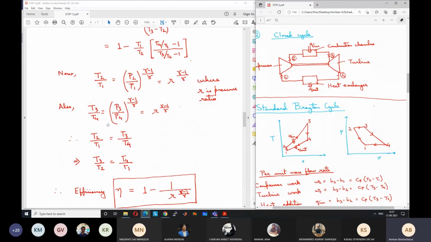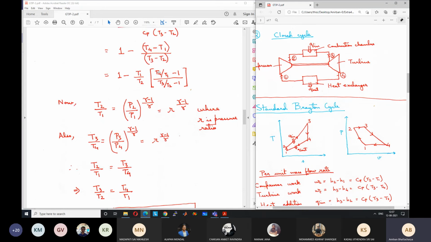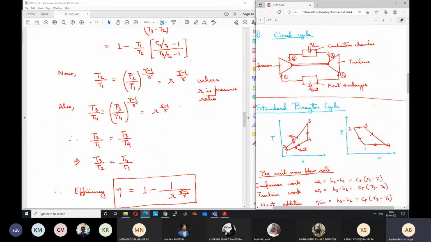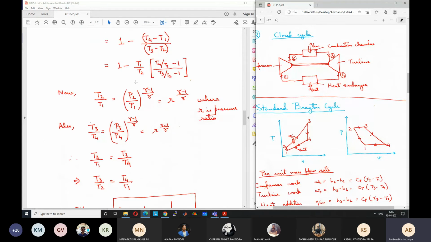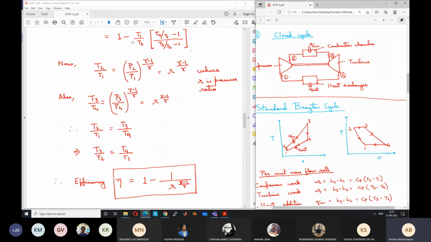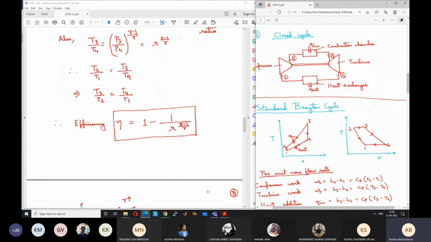So we can simplify this as T2 by T1 is equal to T3 by T4, or just by rearranging, T3 by T2 is equal to T4 by T1. Okay. So in this calculation, you can see that T3 by T2 is equal to T4 by T1. So the entire terms within the bracket cancel each other. So our efficiency then is equal to 1 minus T1 by T2. Okay, this is the expression of efficiency. And 1 minus T1 by T2 is equal to 1 minus 1 by T2 by T1, which is 1 minus 1 by R to the power gamma minus 1 by gamma. This you must be very familiar with. This is a very well-known expression for the efficiency of the Brayton cycle.